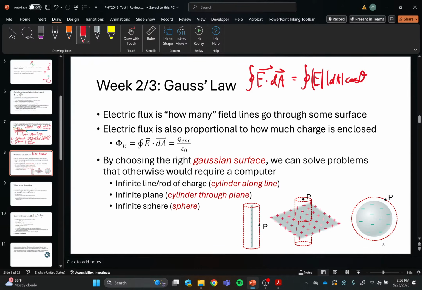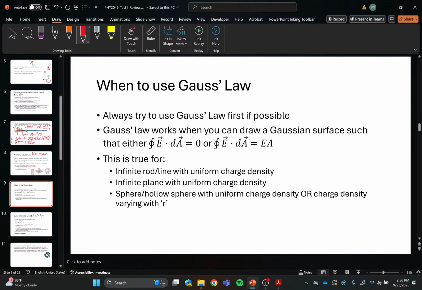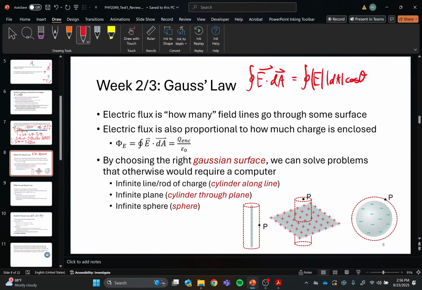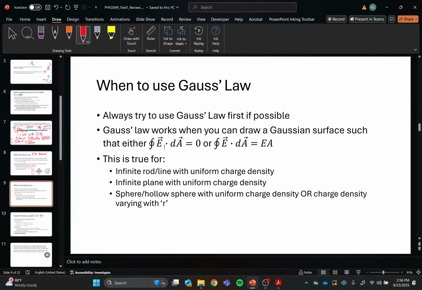If E is a constant, it comes out, and integration would turn it into A. Yeah, that's a great question. As far as actually using Gauss's law, remember we choose shapes such that the integral either becomes 0 or E times the area. Why did we choose these shapes? We chose them so that either parts of the surface were 0 or parts of the surface the electric field was a constant. It's true for the following situations: infinite line, infinite plane, sphere.